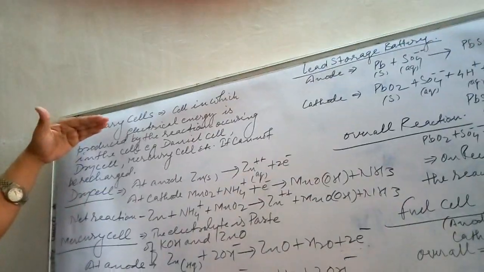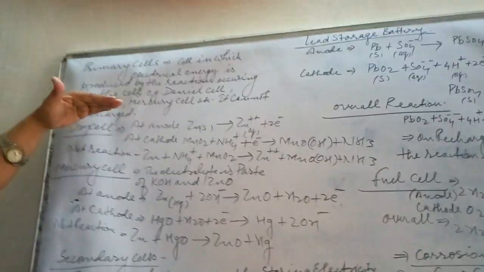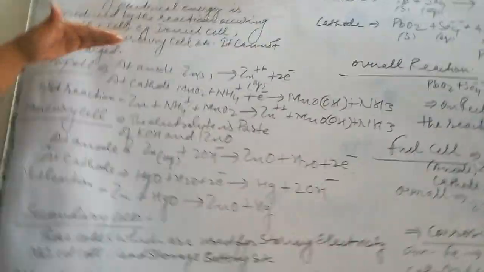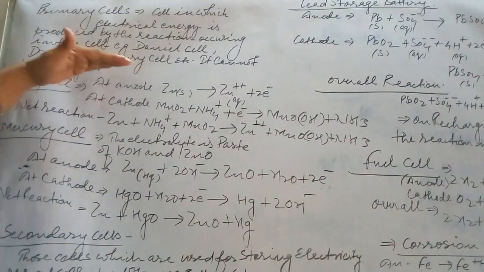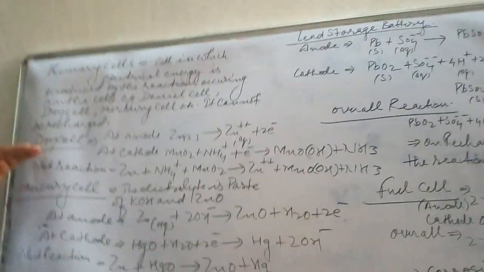What is the major difference between primary cell and secondary cell? Primary cells are used once only, meaning these are disposable. Common examples: dry cell, mercury cell, and Daniel cell. Let us discuss some of the primary cells.